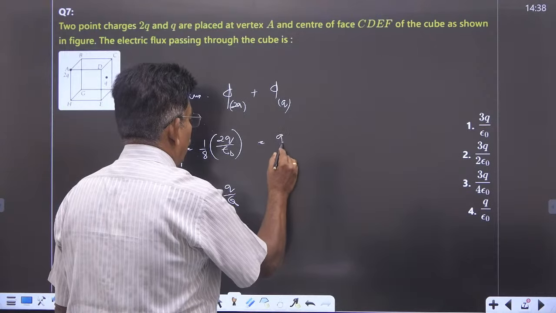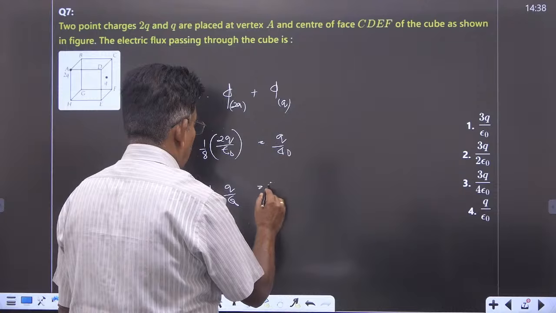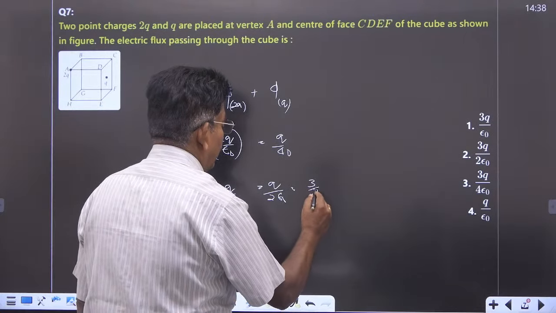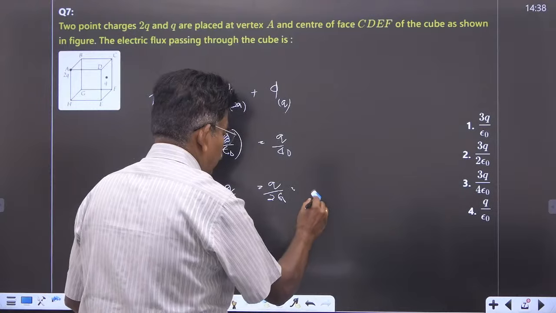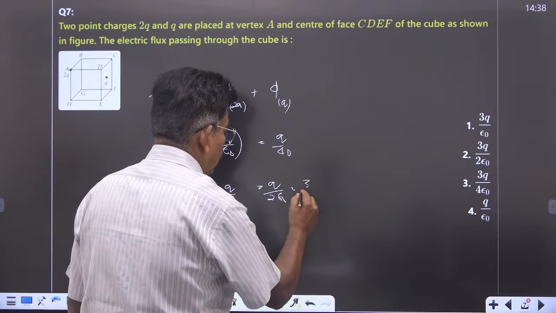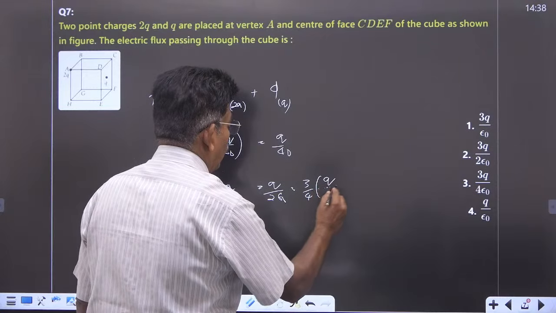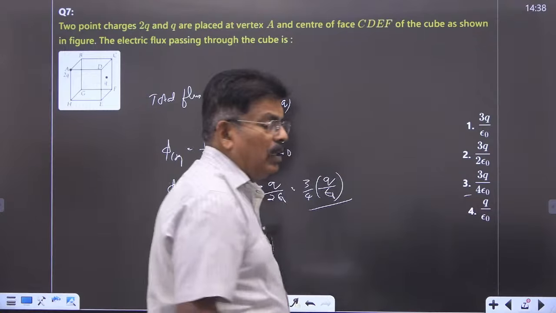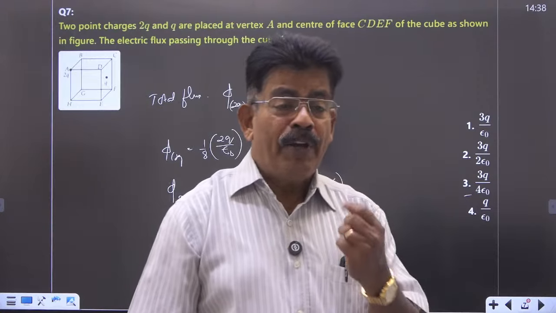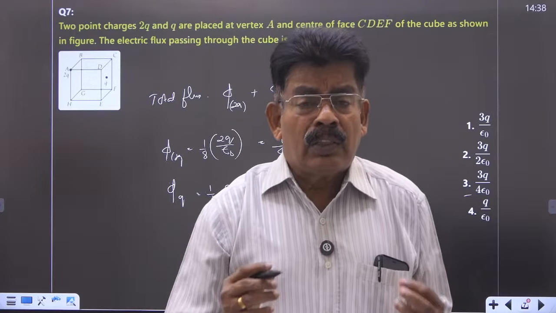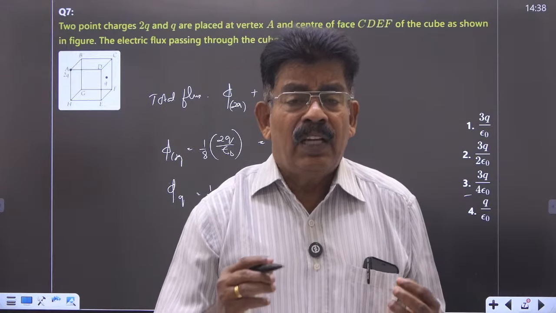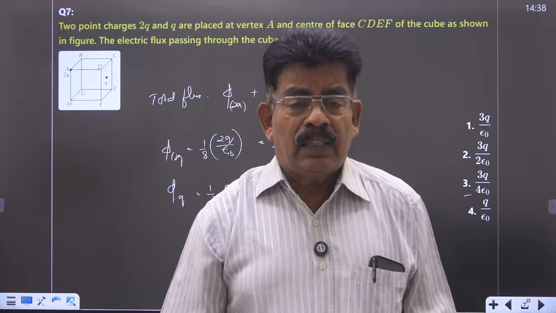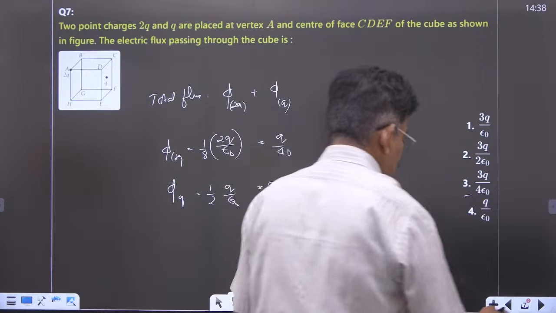This is coming to be q by 4 epsilon 0. This is coming to be q by 2 epsilon 0. So 1 by 4 plus 1 by 2 will be 3 by 4. The total flux will be 3 by 4 into q by epsilon 0. The answer is the third option. So this point you have to consider: whatever may be the charge, the contribution of flux due to each charge will be algebraically added separately. We go to the next question.